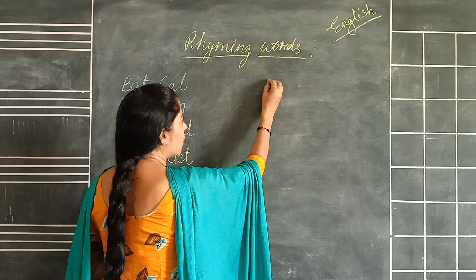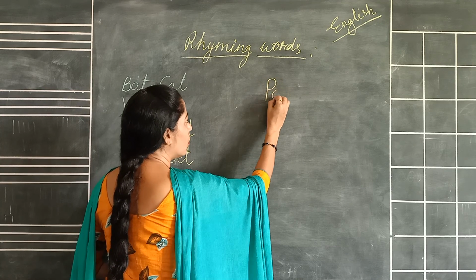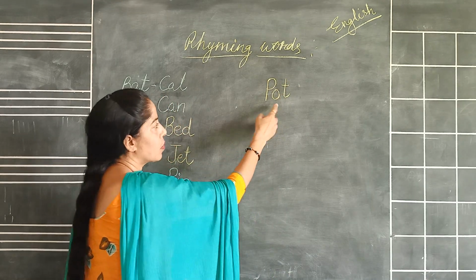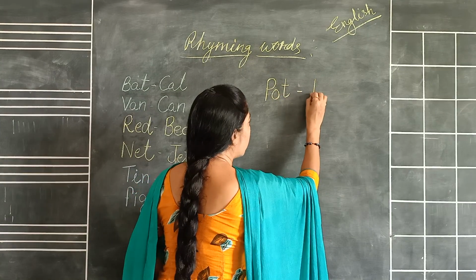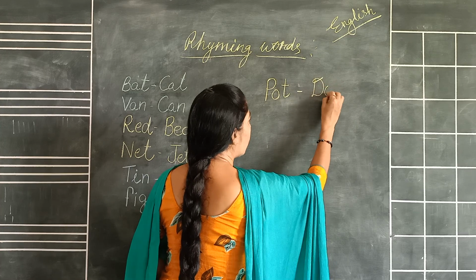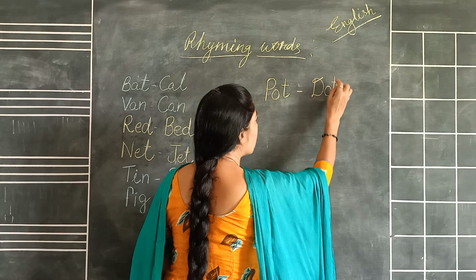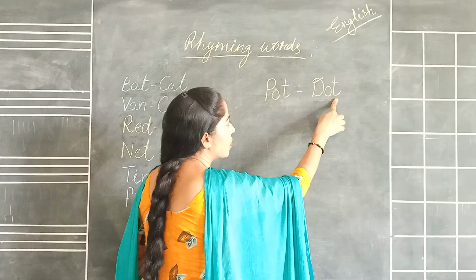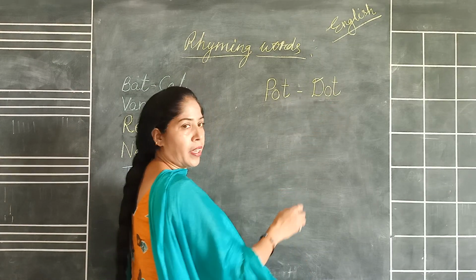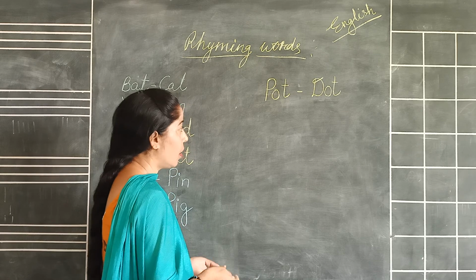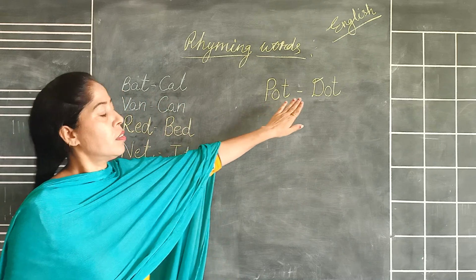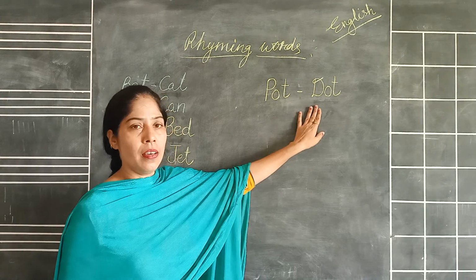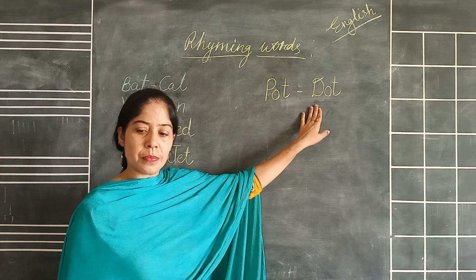P O T, pot. D O T, dot. Pot, dot. The ending sound is the same. Okay. Pot, dot. Ending sound is the same. So these are rhyming words.